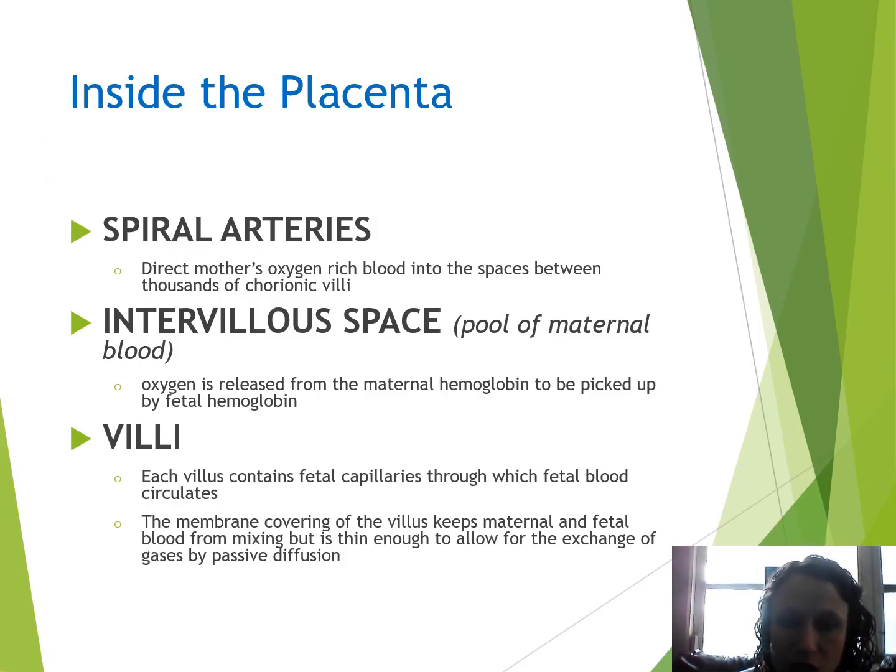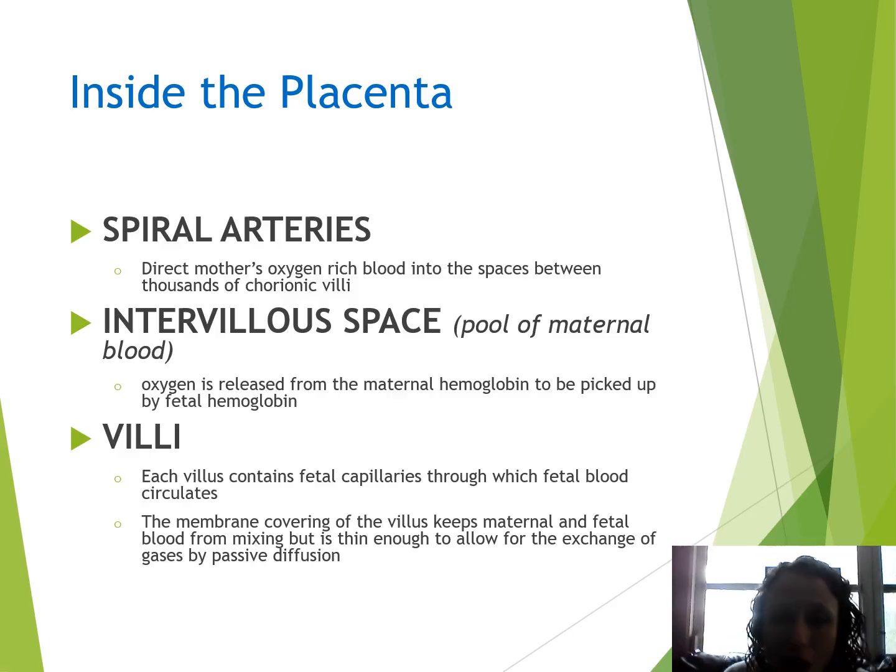In that little space, you've got those spiral arteries. Those spiral arteries are basically giving that oxygen-rich blood in that little space. We call it the intervillous space, right? So the space in between the placenta and the uterus, okay? And in that space, you have this pool of maternal blood. All of the spiral arteries are just pouring that blood into that space.